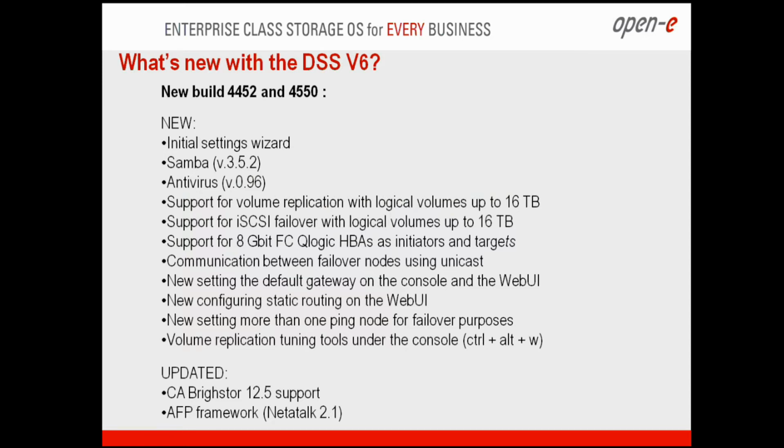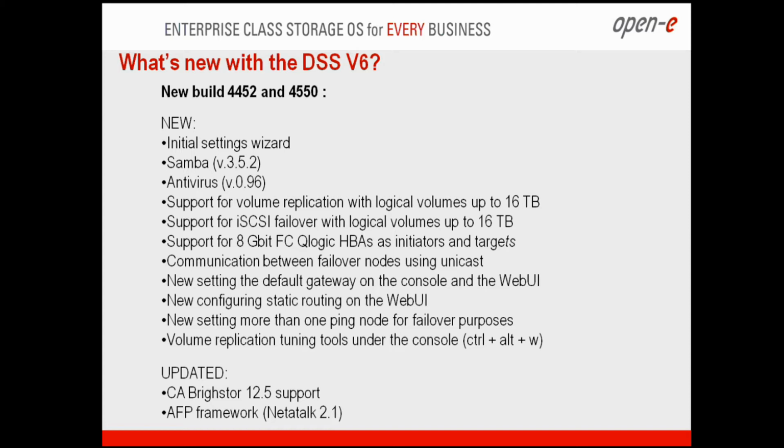So what's new with the DSS V6 in builds 4452 and 4550? Well, we have initial wizard settings that we just implemented. This helps you to set the IP address, the passwords, the port numbers, and a few other things, and this will always continue to expand. We've implemented the new Samba and antivirus updates, and we now have support for volume replication with logical volumes up to 16 terabytes for NAS, iSCSI, and Fibre Channel. Support for iSCSI failover with logical volumes, also up to 16 terabytes.